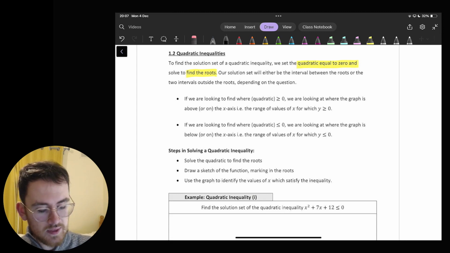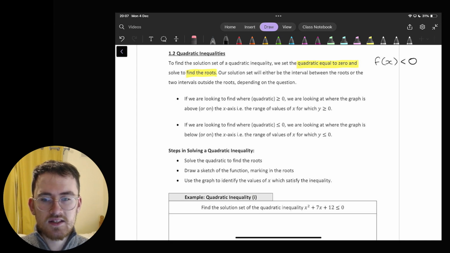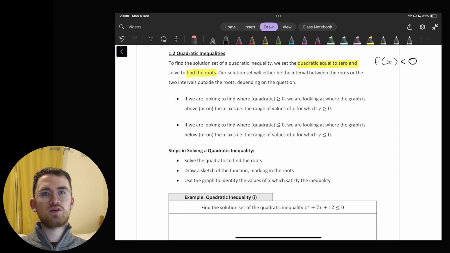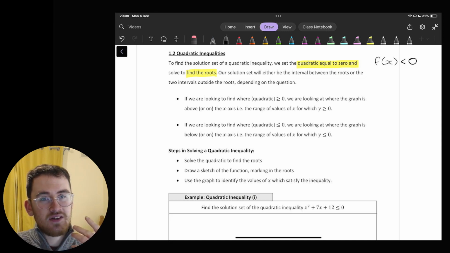So say, for example, I have a quadratic function f of x, and I want to know where it's less than 0. Well, the best place that I can start is where it is equal to 0. So I find the roots of that quadratic first of all, and by finding the roots, that's going to let me find the places where it's less than 0, because I know where it can't be, but I know the maximum value that it can be. So I know the value that it's allowed to be where it's equal to 0, and then I can just make sure that it's not that value. That gives me an upper bound of sorts on it.